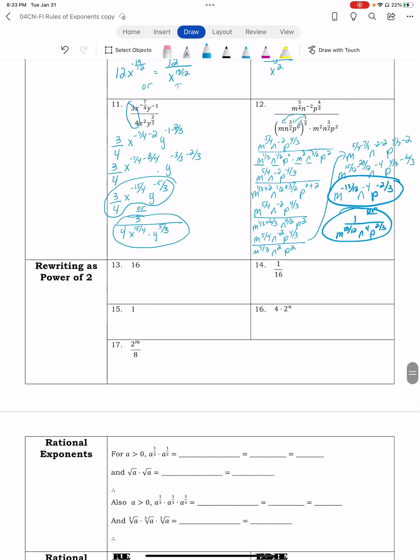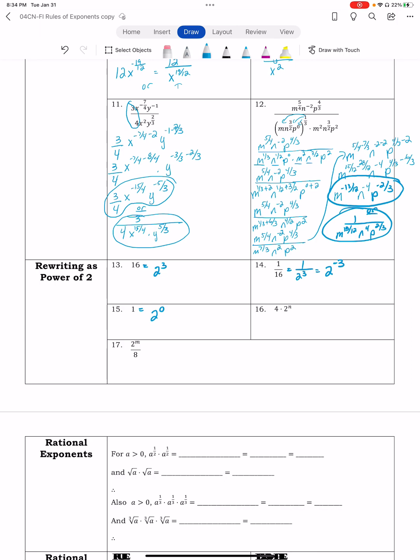All right, rewriting as powers of 2. You're going to have to do something similar. So 16 as a power of 2 is just 2 to the 4th power. 1 over 16 is 1 over 2 to the 4th power, which if I write that, it's going to be 2 to the -4th power. For 1, this is actually really handy. Anything to the 0 power is 1, so this is going to be 2 to the 0 power.